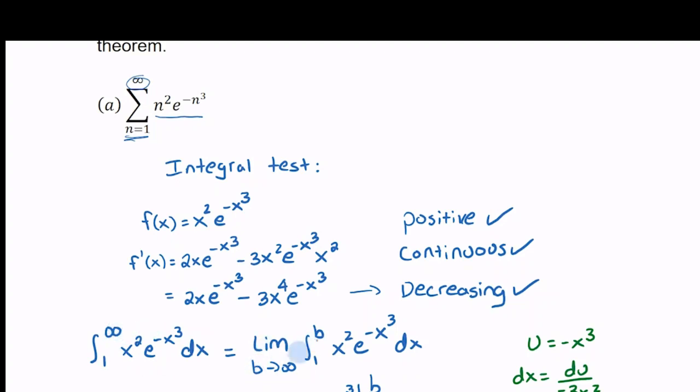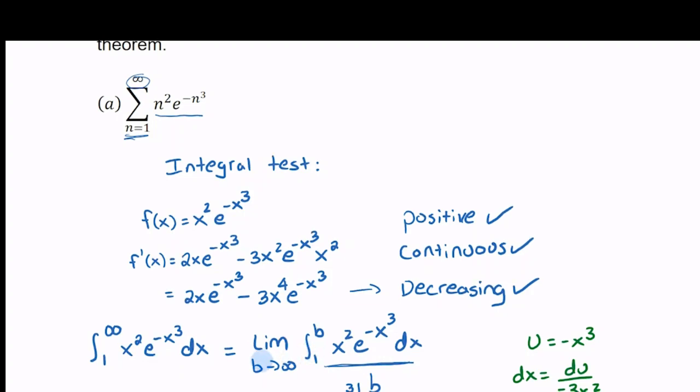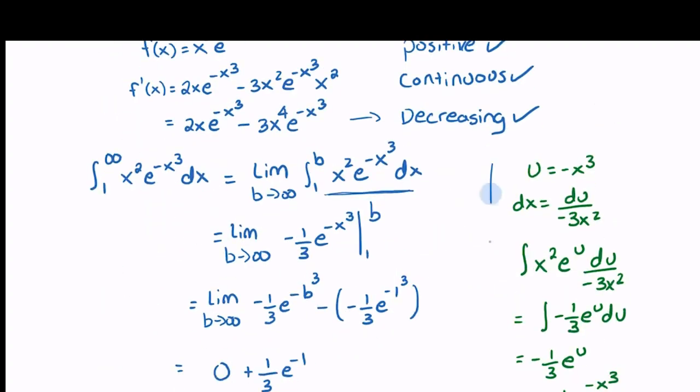So let's replace it with the letter b and take the limit as b approaches infinity. Now we need to solve this integral first before we deal with the boundaries and the limits. When we've solved it on the side to the right here, it's going to be a u substitution with negative x cubed. Once you work your way through the u substitution, you're going to end up with negative 1 over 3 e to the negative x cubed as your overall integral, which is why we are using that here.